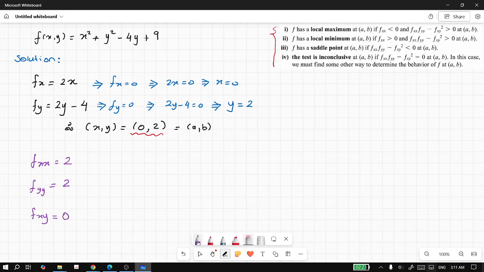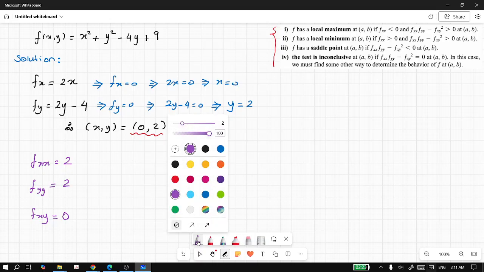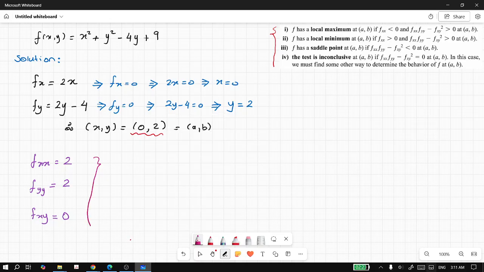Okay, now we will come and check the definition, or let me say the test that we have got here. According to what we have got, I have to check the first one. Okay, we know that f sub xx is equal to 2, and it is less than 0. So this part is satisfied.